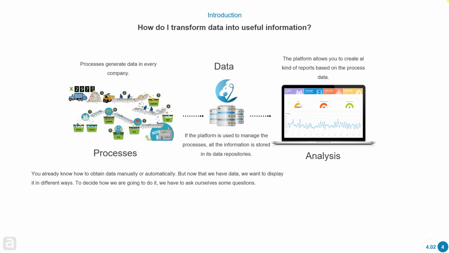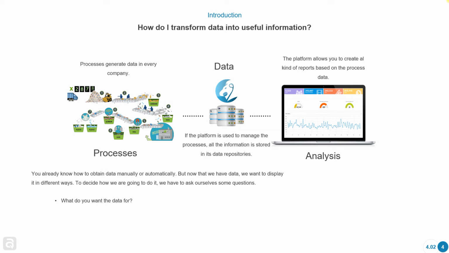So you already know how to obtain data manually or automatically. All we have to do is start running processes, start using the system tasks, or maybe inputting the data manually, like grabbing the data from an Excel file and storing it within a family of records, or maybe having someone manually input the data into the records. So now that we have the data, we want to display it in different ways. We have to decide how we're going to do that, and we're going to have to ask ourselves some questions.